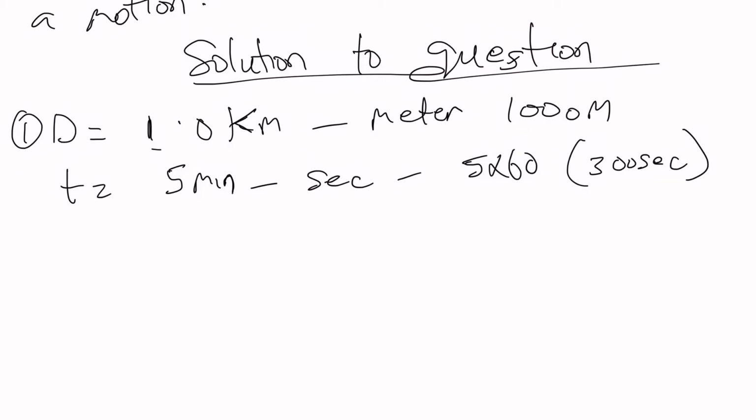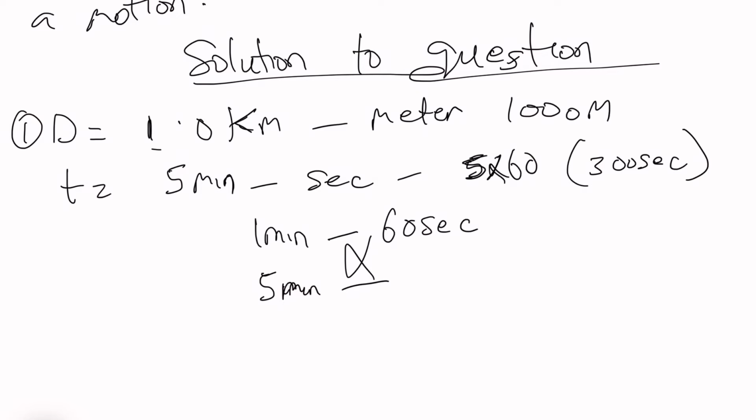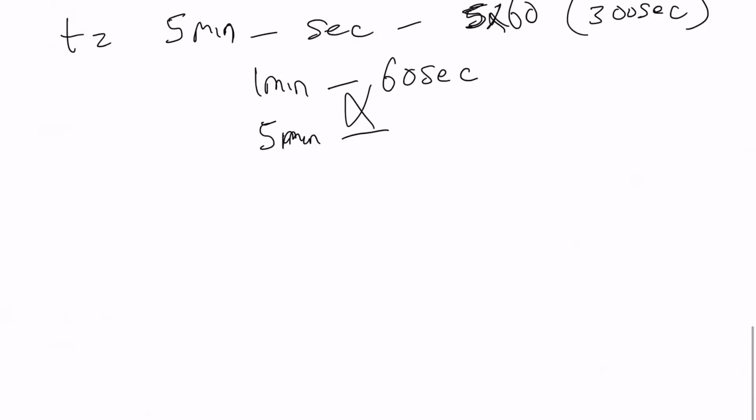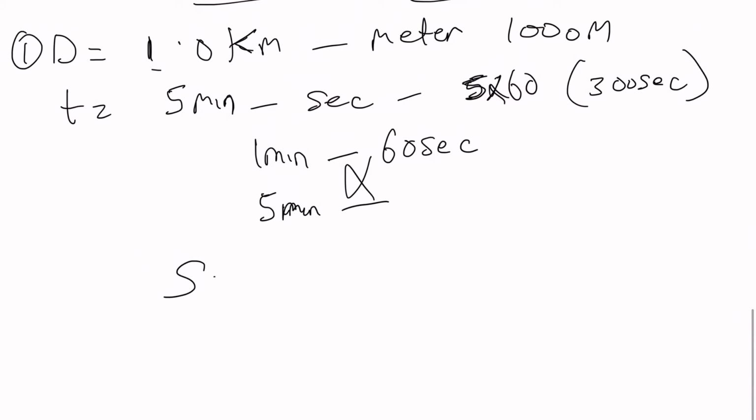Because we all know that 1 minute gives 60 seconds. So 5 minutes gives how many seconds? We just cross multiply, just simple arithmetic. So we have 300 seconds. Now, what did they say? They said we should calculate the average speed, right? So the formula for speed is distance over time.